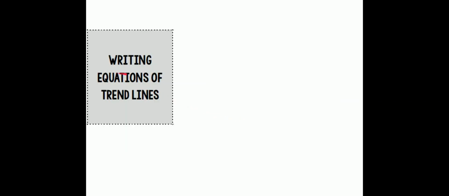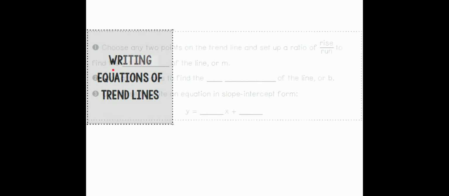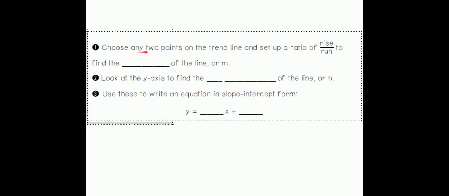So writing the equations of trend lines is what we're going to focus on next. To do that, you're going to choose any 2 points on the trend line and set up a ratio of rise over run to find the slope of the line. Remember, slope is designated as m.